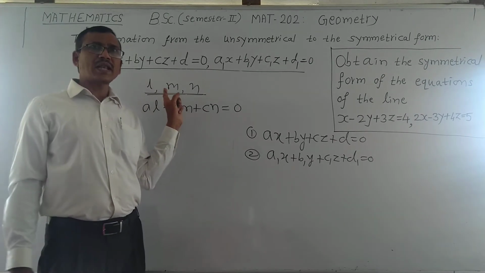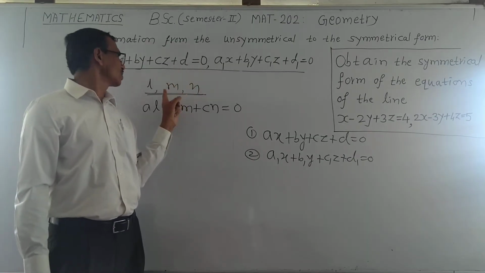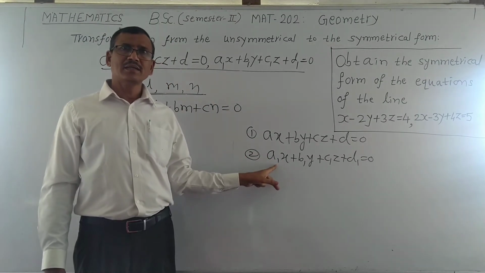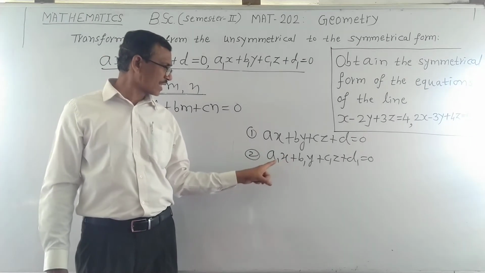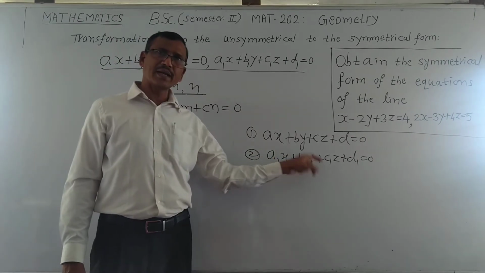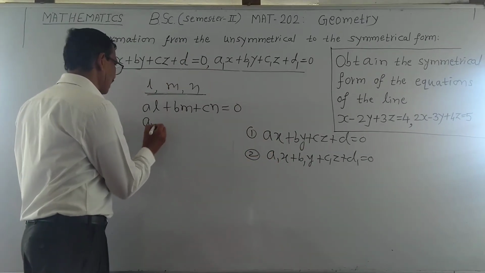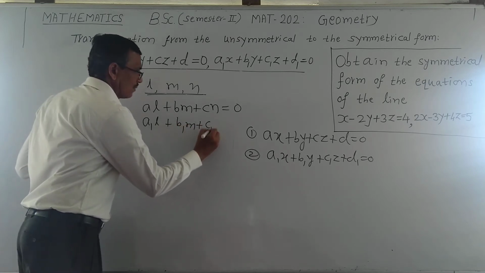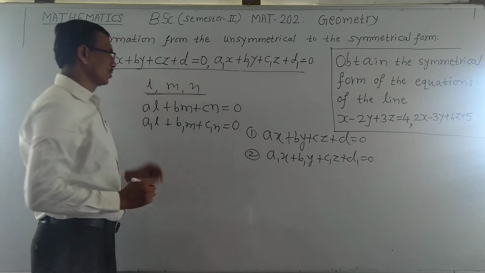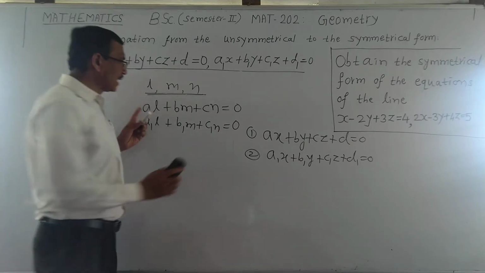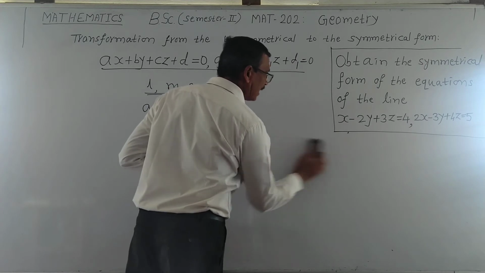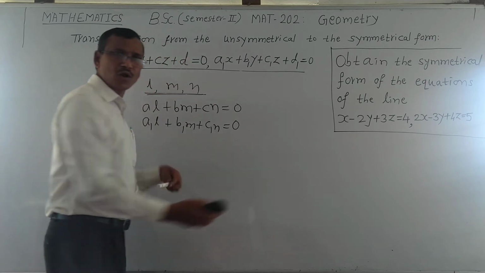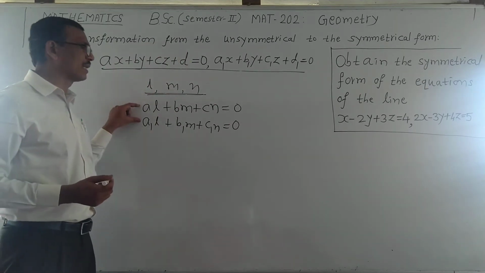Now again, this line whose direction ratios are l, m, n is also perpendicular to the normal to the second plane, and the direction ratios of the normal to the second plane are A1, B1, C1, and therefore we have A1l + B1m + C1n = 0. We get these two equations using the condition that the given line lies in both the planes and therefore is perpendicular to the normals to both the planes.